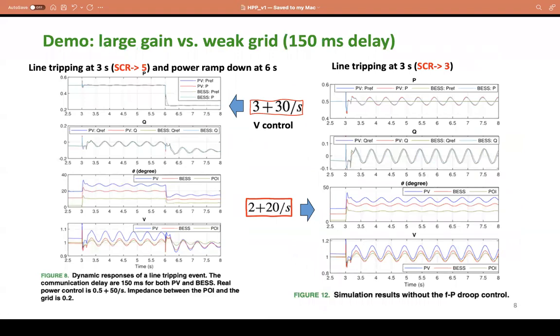Just look at the demo. Here's a demo. This demo is still using the PI controller. The left side is looking at the system where, although we are doing line tripping, the grid is not that super weak.